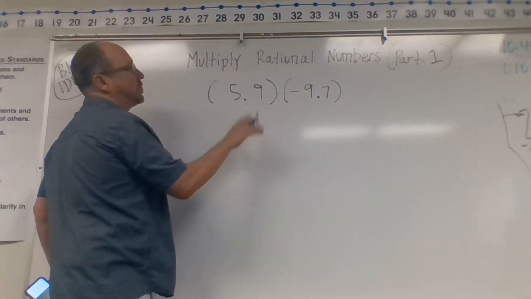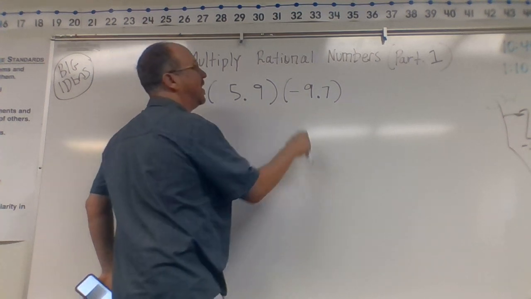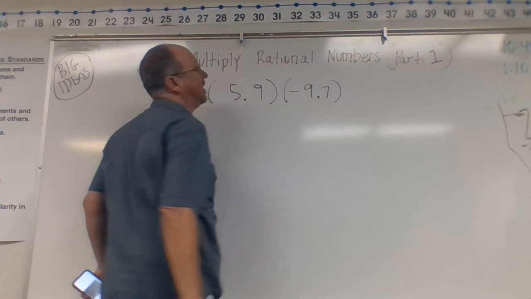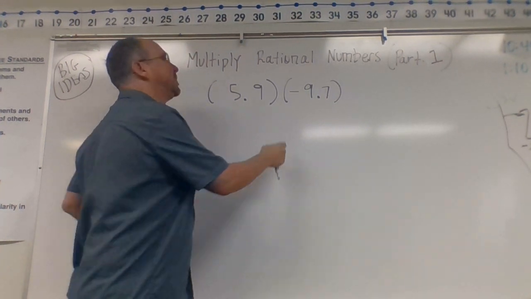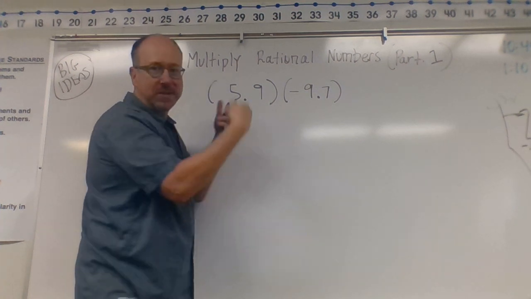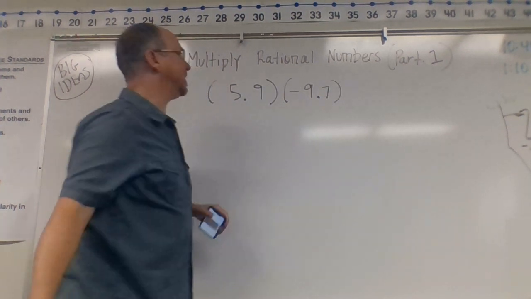We're looking at decimals, multiplying decimals. So we've got 5 and 9/10 multiplied by a negative 9 and 7/10. You can show multiplication in different ways, but this is the most common one you're going to use as you progress in mathematics, with parentheses times parentheses.